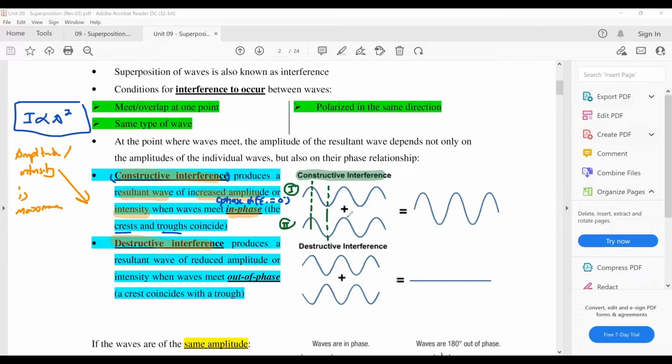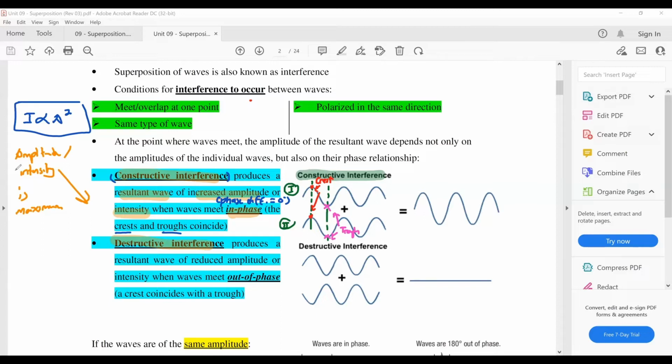In other words, the peak will meet with the peak. The valley will meet with the valley. Okay, crest coincides with crest. Trough coincides with trough. This is what constructive interference actually is. This one is crest. Then this one here is your trough. Okay, constructive interference is where your waves always meet in phase.